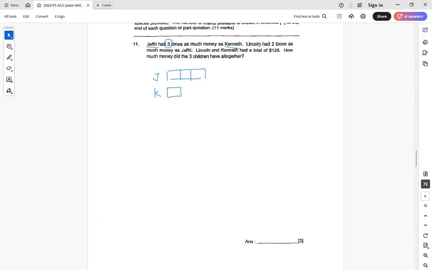Let's move on. Lincoln, now we have a third person, had 2 times as much money as Jeffrey. But we have already drawn Jeffrey, which is 3 units. So if Lincoln is 2 times of 3 units, it must be 2 times 3. So this tells us Lincoln, 2 times 3 will be 6. So we draw Lincoln 6 units.